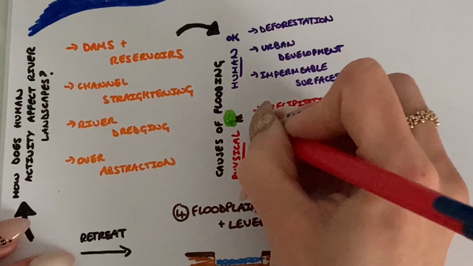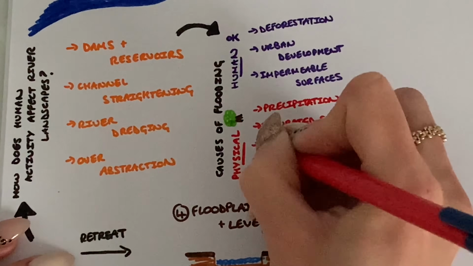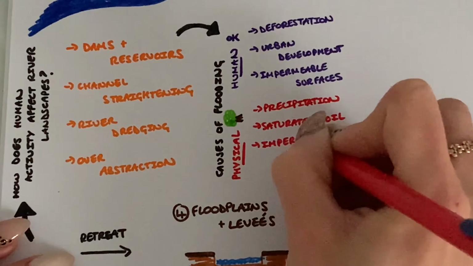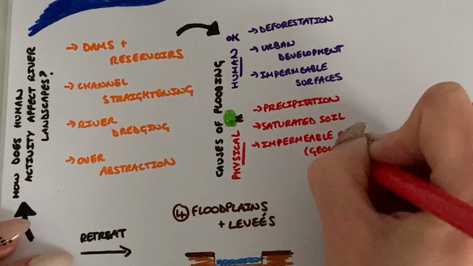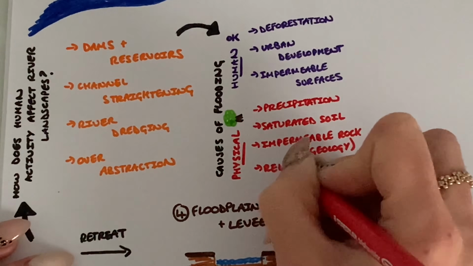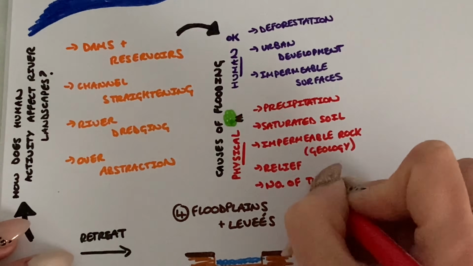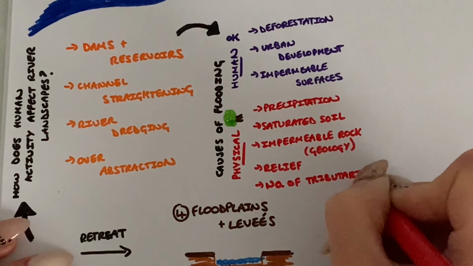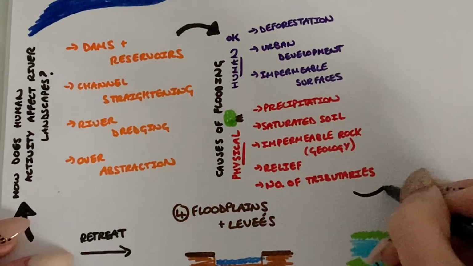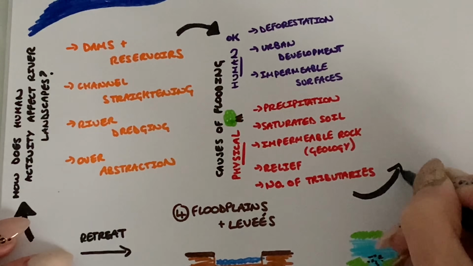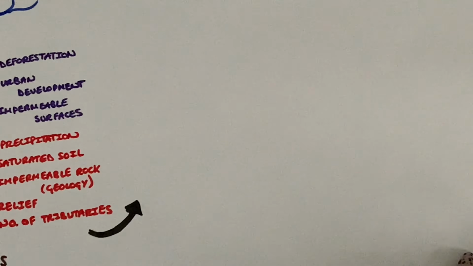Now, there are also physical factors that cause rivers to flood, and that could be heavy precipitation, saturated soil, naturally impermeable rock, and we refer to that as the geology, so rocks that naturally won't let water infiltrate, as well as the relief, so the shape of the land, encouraging steep slopes, as well as the number of tributaries that the river actually has within its drainage basin.